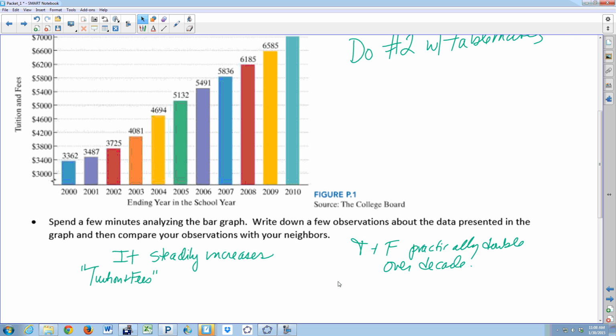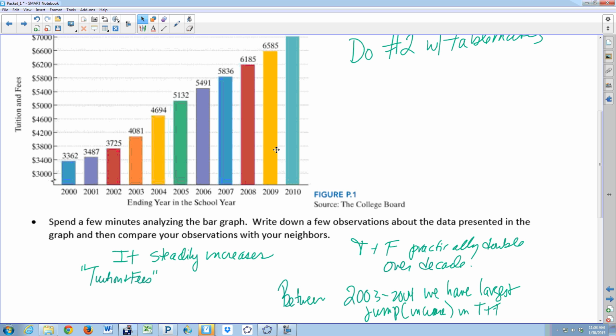Vivian? Yeah, look at what happens between 2003 and 2004. It's the largest increase, isn't it? It's the biggest jump in tuition and fees. So between the years 2003 to 2004, we have the largest jump, or the biggest jump, however you want to say it, or increase, I guess is what Fabian said, in tuition and fees.